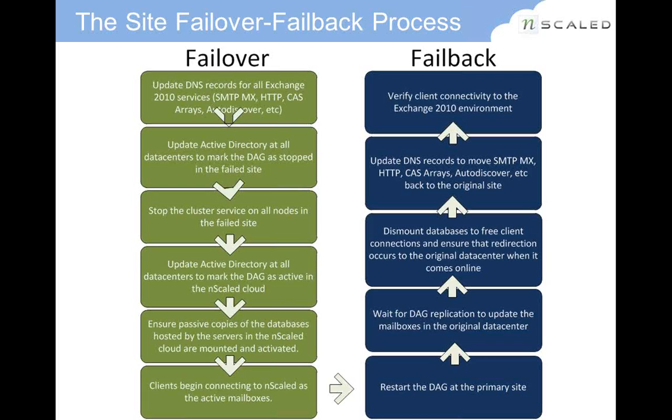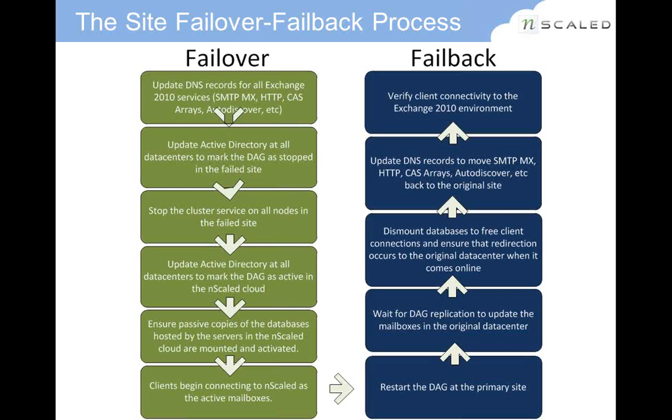So basically, once you've failed over, part of the failover process is that the cloud Exchange server is going to mount the mail databases, and it just shows like, okay, I was able to do that. They're mounted and they're ready to go. And then you just have the clients start connecting.